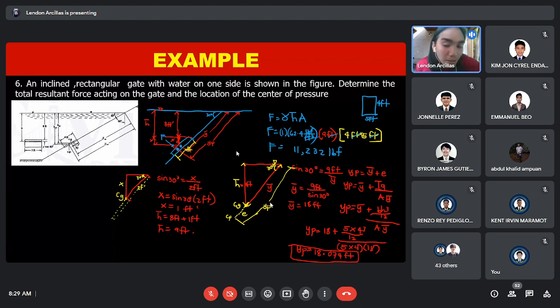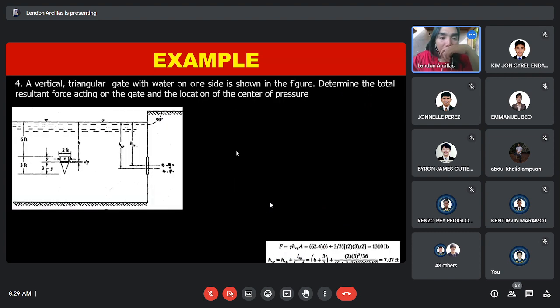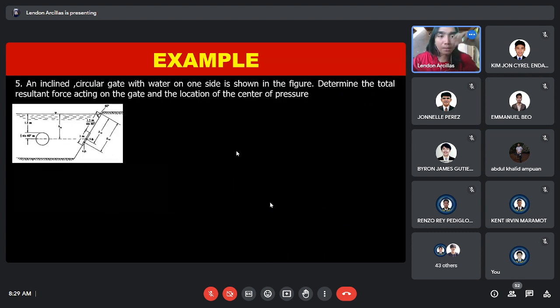Okay, let's have another example. Okay na to? So, yun lang. Konting practice lang dito. So, needed dito yung trigonometry. Simple lang naman. So, katawa lang naman yan. Try natin yung circle. Yan. Last example.